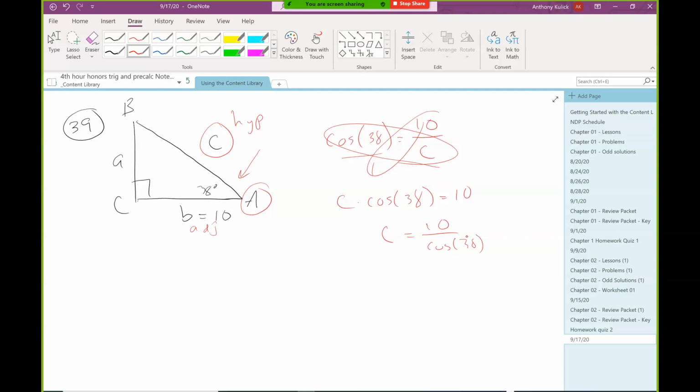If you feel like you did the problem right and you're not getting the right answer, that's a good place to check. Oh, it says round to the hundredth. 12.69 should be my result. Does that feel okay there? Cool.